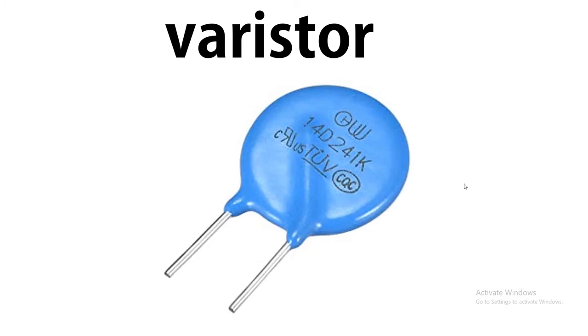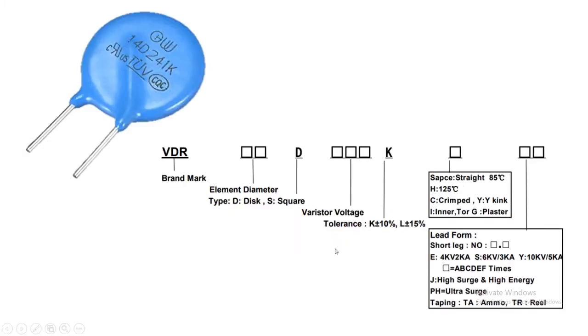So friend, how to find the value of the resistor? So this is the resistor or voltage dependent resistor. Here you can see at the top, the first 2 numbers indicate the diameter or the size of the resistor. So here is the 14. It means the diameter is 14 millimeter. The third number show the shape of the resistor. Here's D. D means disc shape. So you can see here it's like disc.